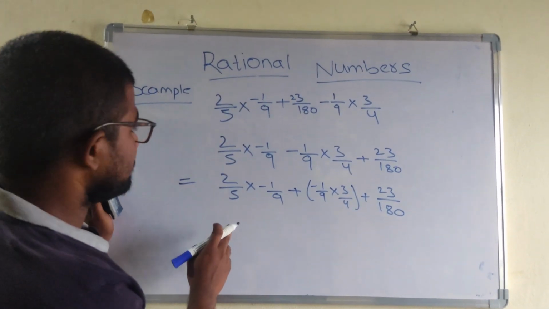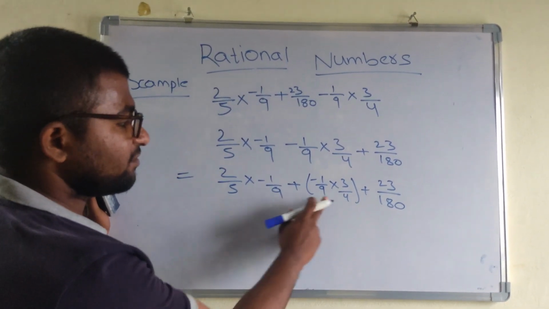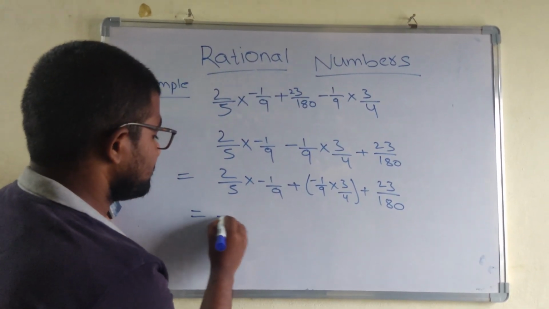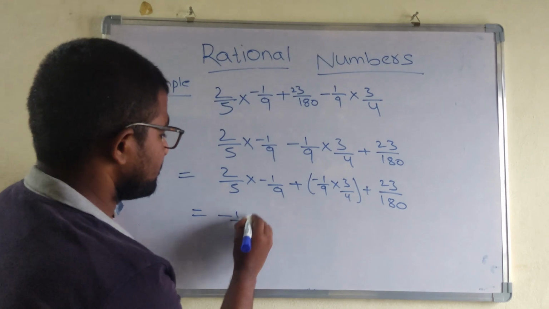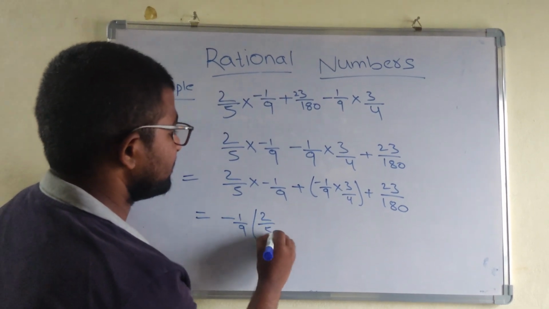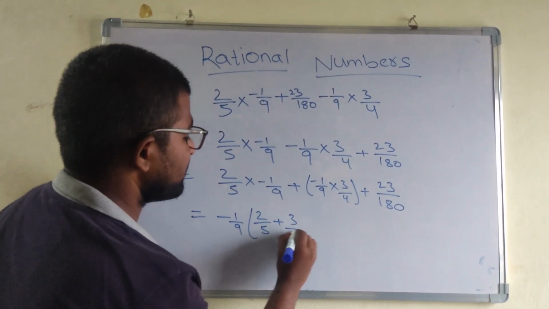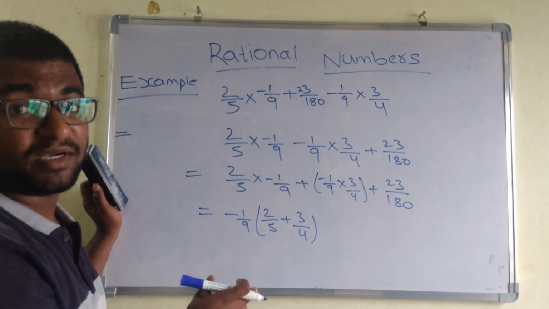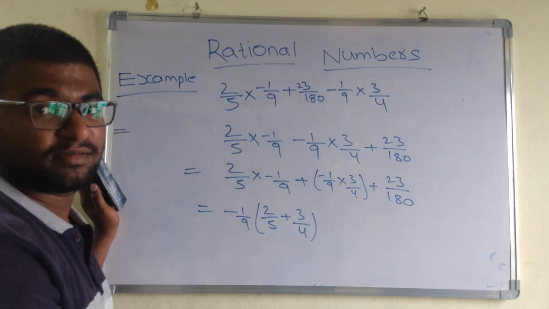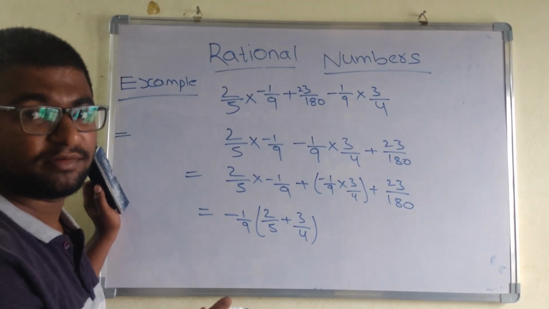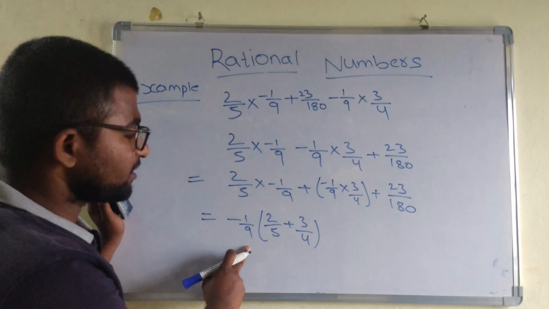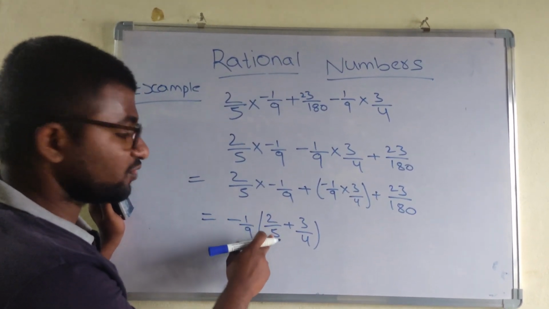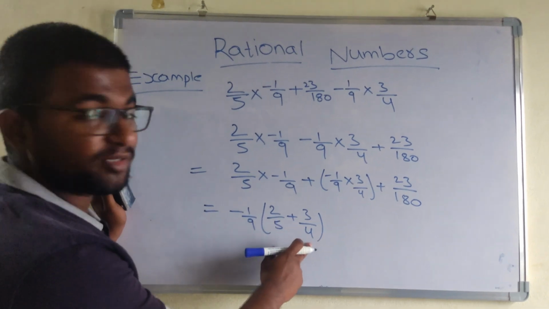Here minus 1 by 9 is common, so taking it out, we get minus 1 by 9 into 2 by 5 plus 3 by 4. Here we used the distributivity of multiplication over addition property, as we discussed earlier. What is that property? Distributivity of multiplication over addition, that is minus 1 by 9 into 2 by 5 minus 1 by 9 into 3 by 4.